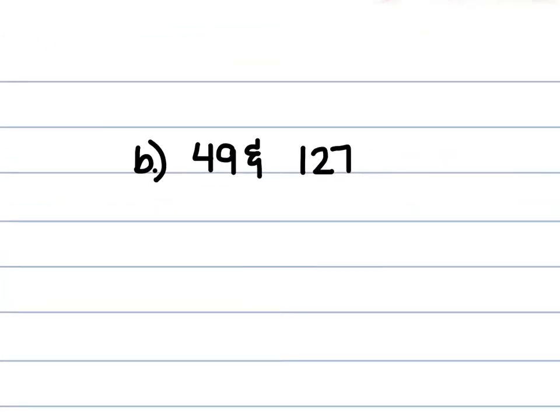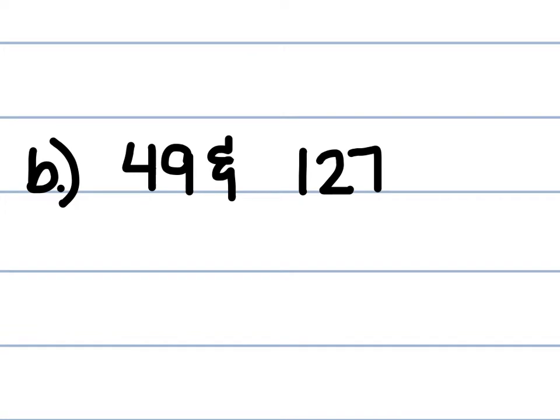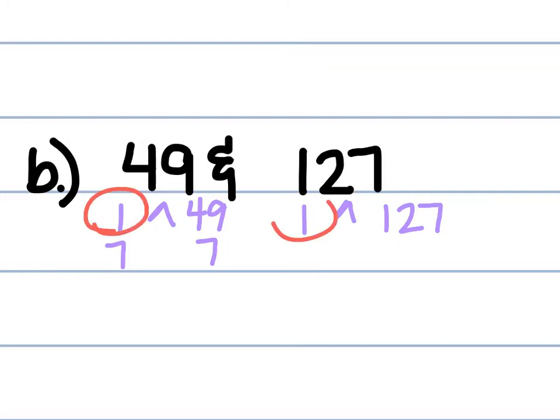For B, we have 49 and 127. So 49, we did before, is 1 and 49, and 7 and 7. For 127, we have 1 and 127. Nothing else goes into it, so the only thing they will share is the 1.